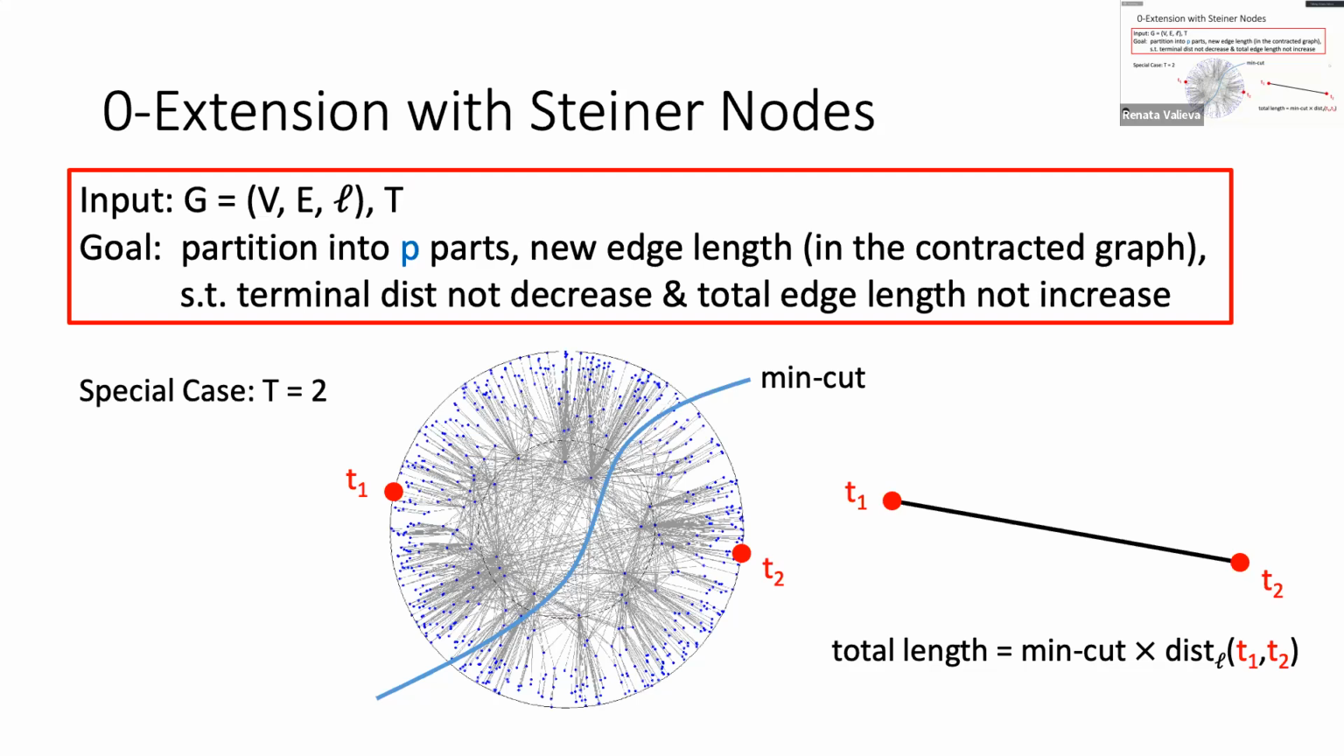And there are how many total? The min cut. Right, that's the min cut. That's the simple solution for two points.